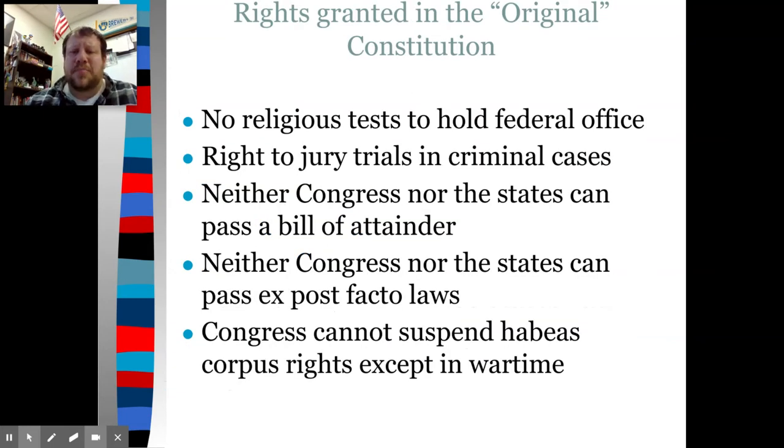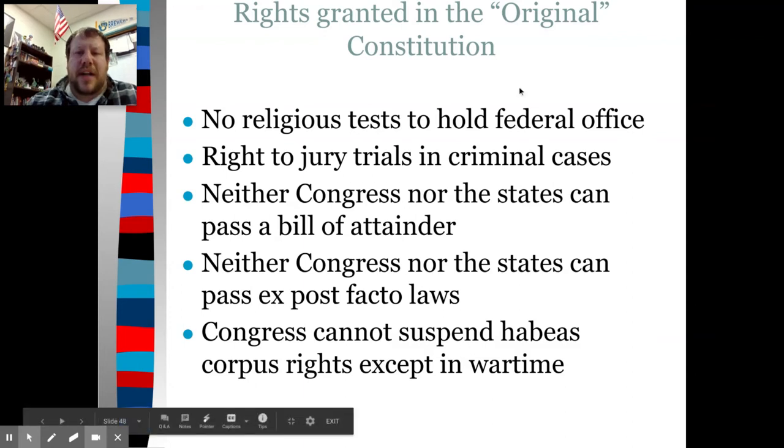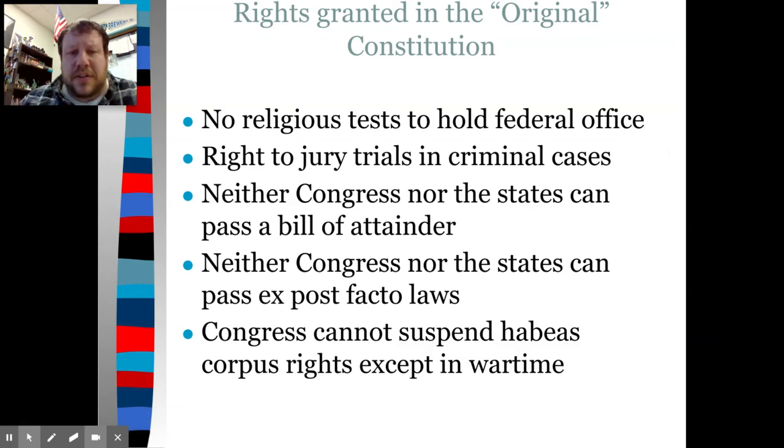The big debate they also had was the idea of a Bill of Rights. And remember that we said earlier that the writers thought they didn't need a Bill of Rights because the rights are in there. They thought that here are the rights in the original Constitution, things like no religious test to hold federal office. They wouldn't say you had to be a certain religion to be in office. The right to jury trial, they thought, was clear in there already. And that Congress or states can't pass a Bill of Attainder.